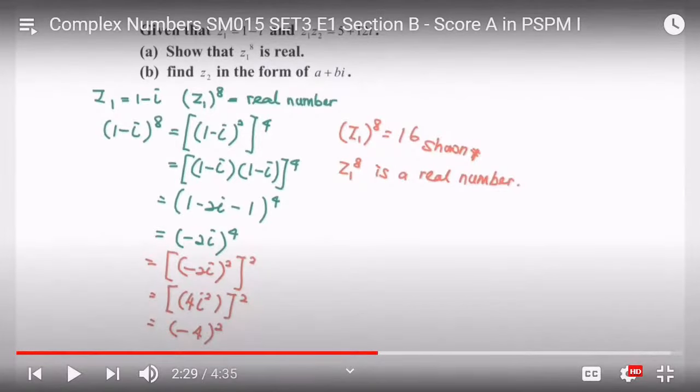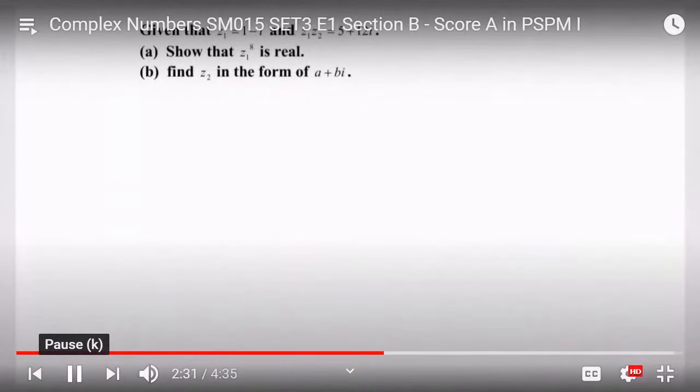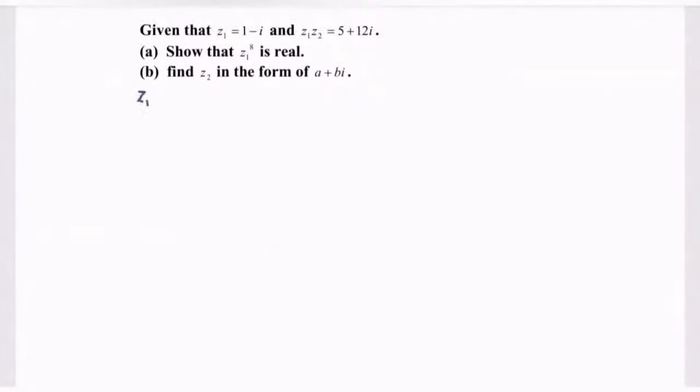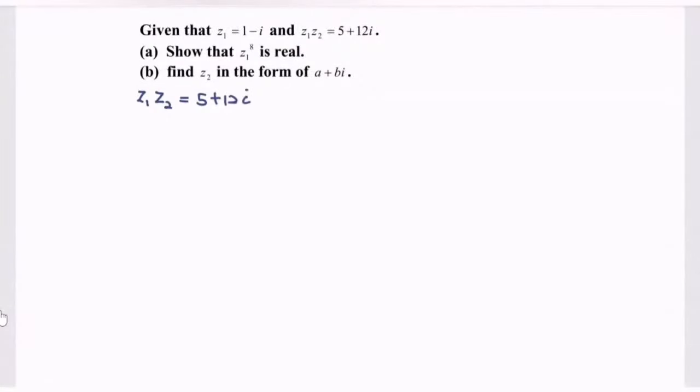Okay, so sekarang kita akan pergi ke soalan B. Nak cari apa? z sub 2. Second part, find the z sub 2 in the form of a plus bi. So given the situation, z sub 1 multiply with the z sub 2 is equal to 5 plus 12i. Okay, so kalau you jumpa soalan ni, mungkin you tak biasa. Tapi cuba you substitute dulu z sub 1. Please substitute the z sub 1. So 1 minus i multiplied with z sub 2 is equal to 5 plus 12i.